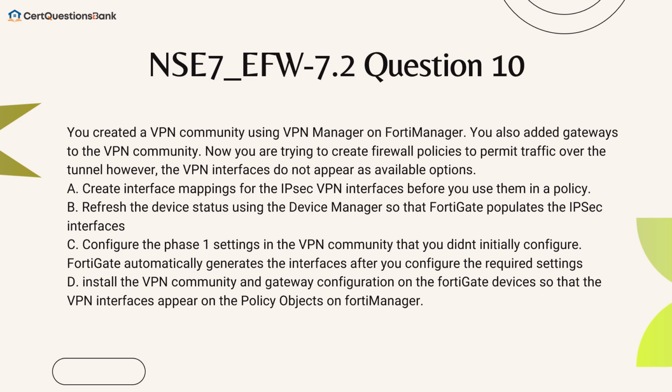A. Create interface mappings for the IPsec VPN interfaces before you use them in a policy. B. Refresh the device status using the device manager so that FortiGate populates the IPsec interfaces. C. Configure the Phase 1 settings in the VPN community that you didn't initially configure. FortiGate automatically generates the interfaces after you configure the required settings. D. Install the VPN community and gateway configuration on the FortiGate devices so that the VPN interfaces appear on the policy objects on FortiManager.